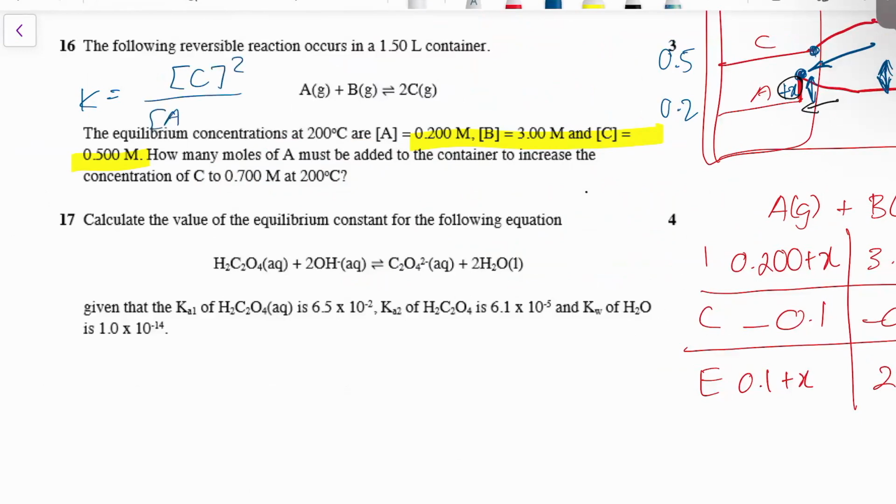So K is C squared over AB, which is 0.5 squared over 0.2 times 3. So what's the K value? 0.416. So that's going to be the K value at any time, particularly because the change we're imposing is adding A into the system, which is a concentration change. So the equilibrium constant does stay the same. If this was a temperature change, then you wouldn't get a question like this anyway, because the equilibrium constant would change value. So 0.416.